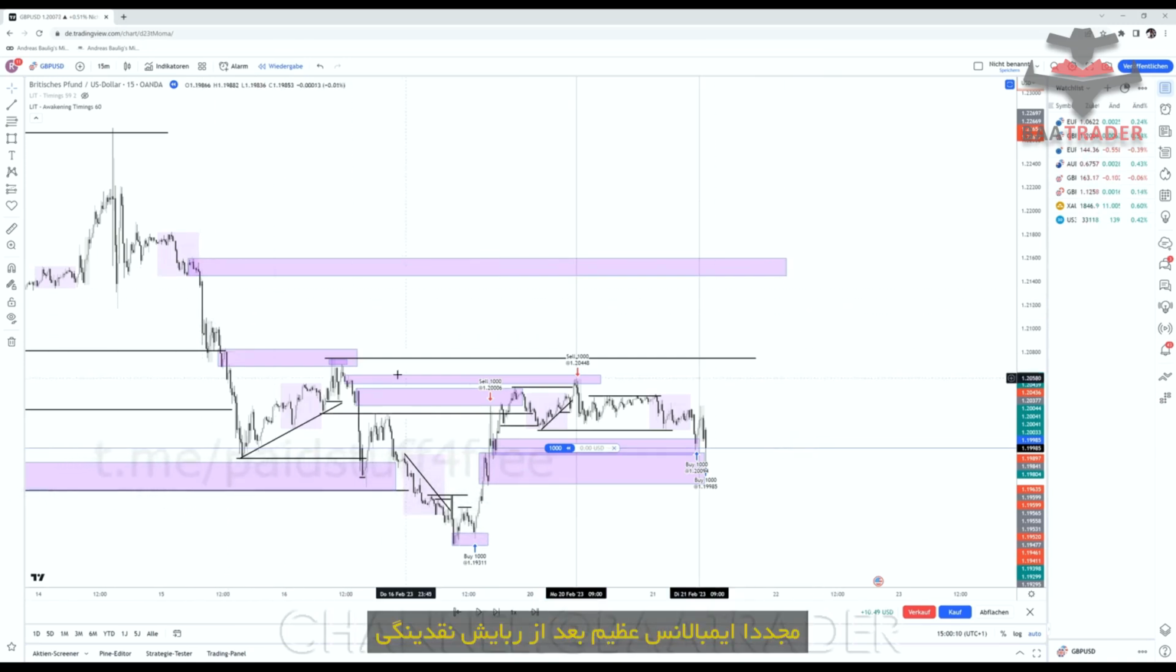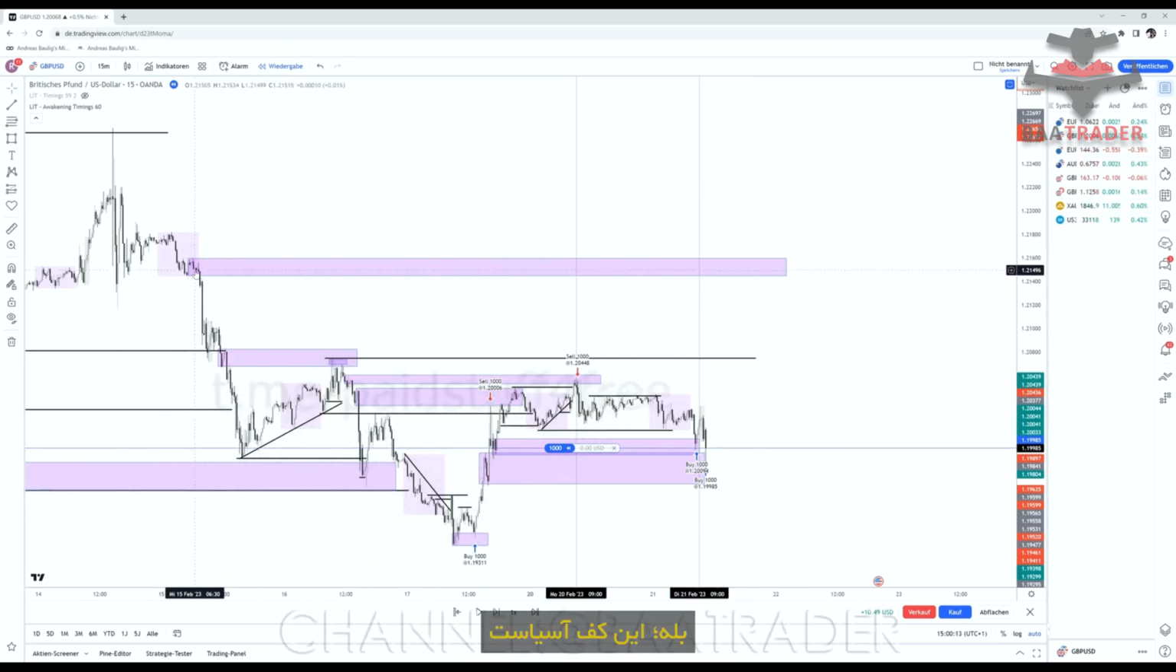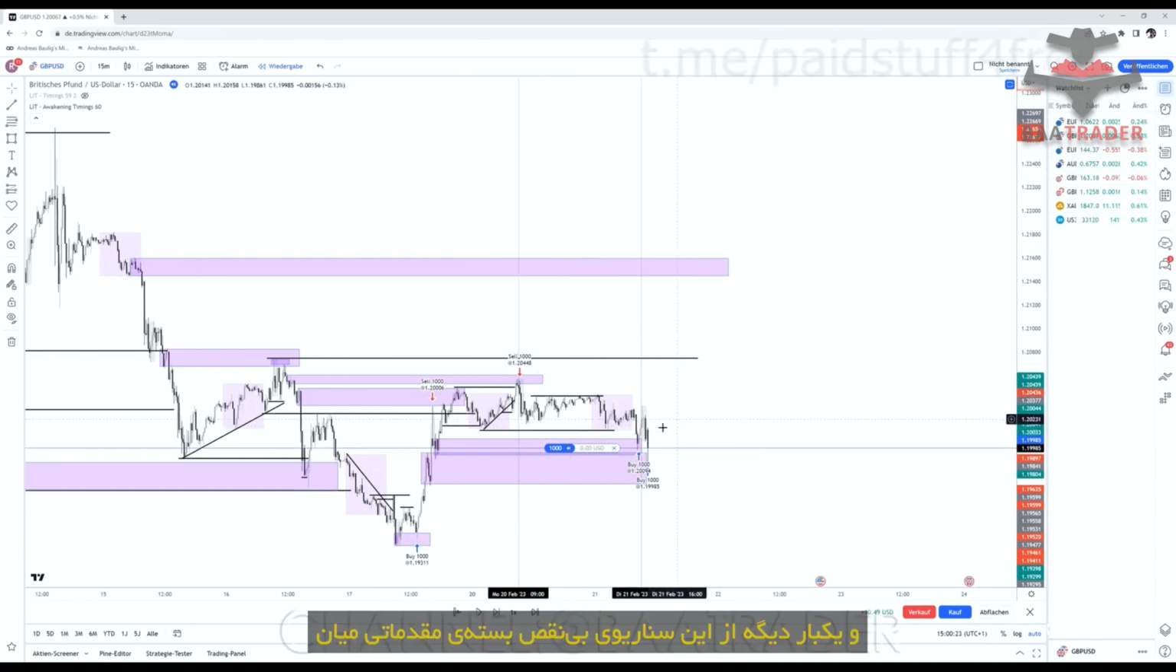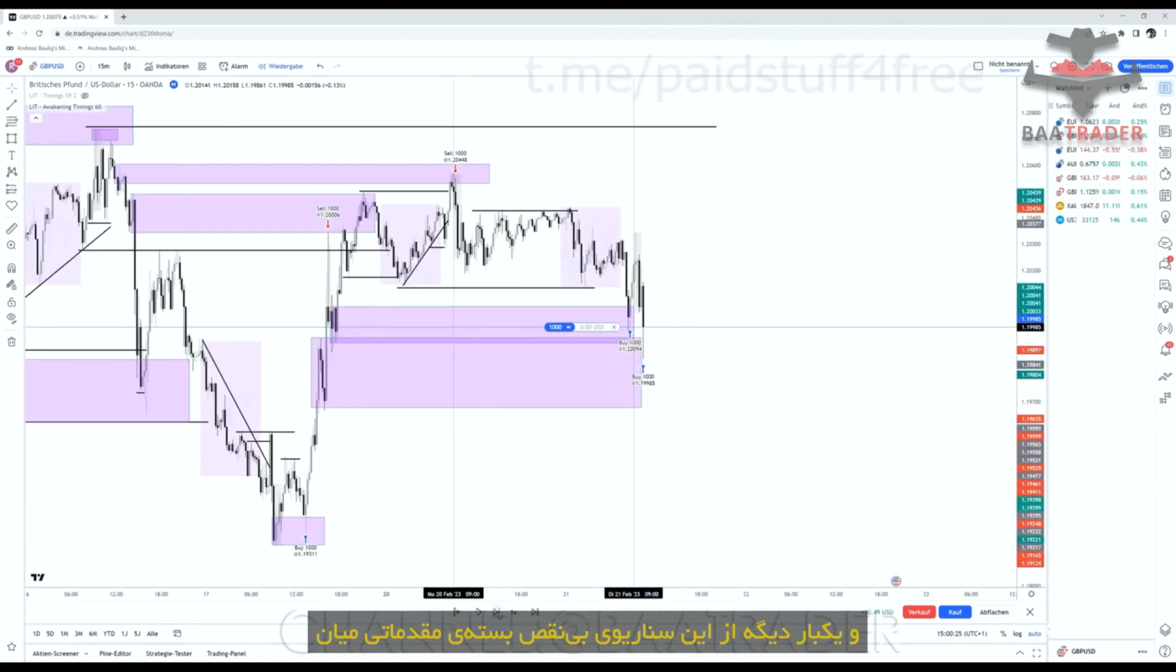Again, huge imbalance after liquidity grab. Yes, it's Asia low, right? But for this scenario, it makes sense as they're grabbing liquidity first. They're coming from an inducement, grabbing liquidity into mitigation, coming from this perfect starter kit scenario once again. So let's see what they did.